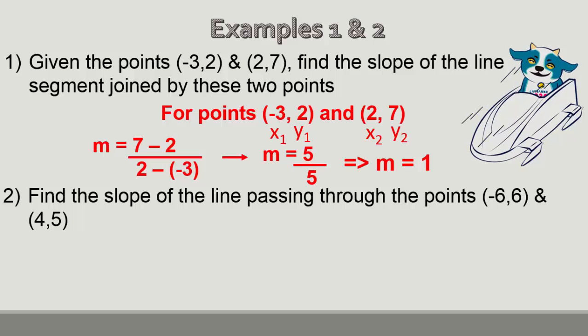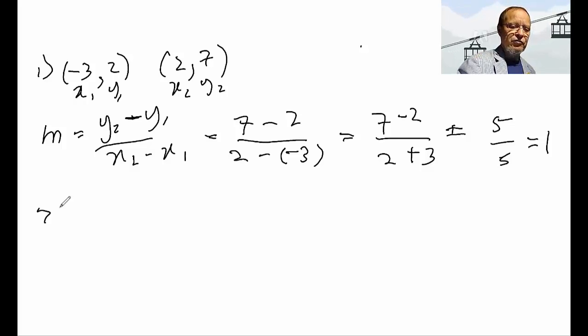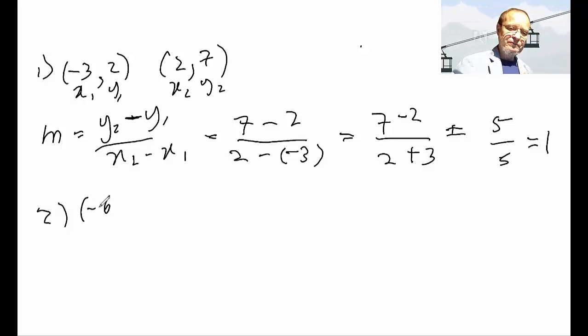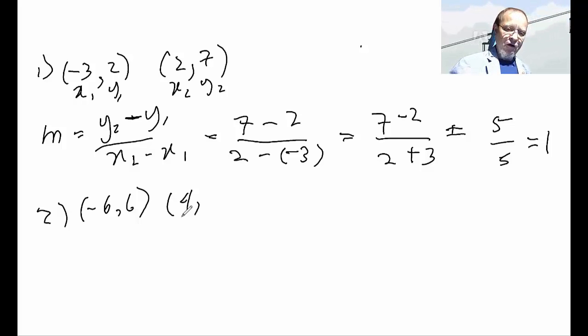In example number 2, we're asked to find the slope of the line passing through the points -6, 6, and 4, 5. So let us go over to the whiteboard and work this one out. In example number 2, we're given the points -6, 6, and the other point is 4, 5. So we have the formula here for the slope. So we'll just put here x1, y1.